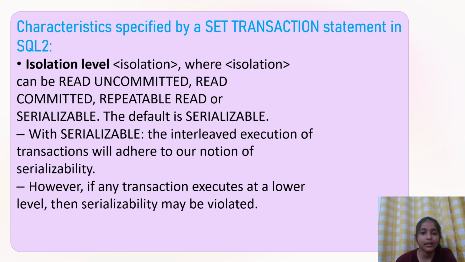Isolation level, where isolation can be read uncommitted, read committed, repeatable read, or serializable. The default is serializable. With serializable, the interleaved execution of transactions will adhere to our notion of serializability. However, if any transaction executes at a lower level, then serializability may be violated.